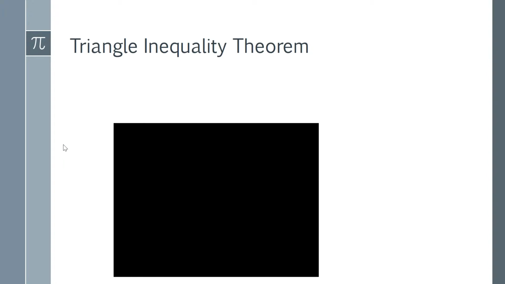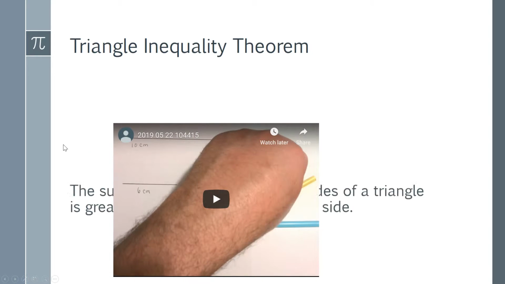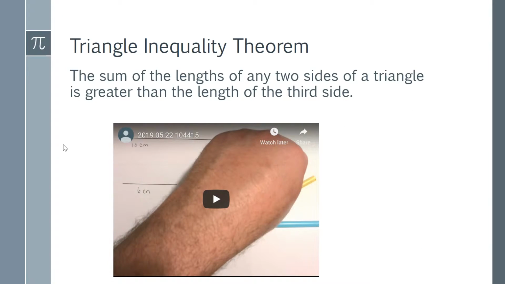All right, so here is the triangle inequality theorem. Basically, it says that the sum of the lengths of any two sides of a triangle is greater than the length of the third side. In other words, if you have three measurements, the two you add together have to be bigger than the third. To explain this a little bit so you can see what I'm talking about, I've got this short video clip here.